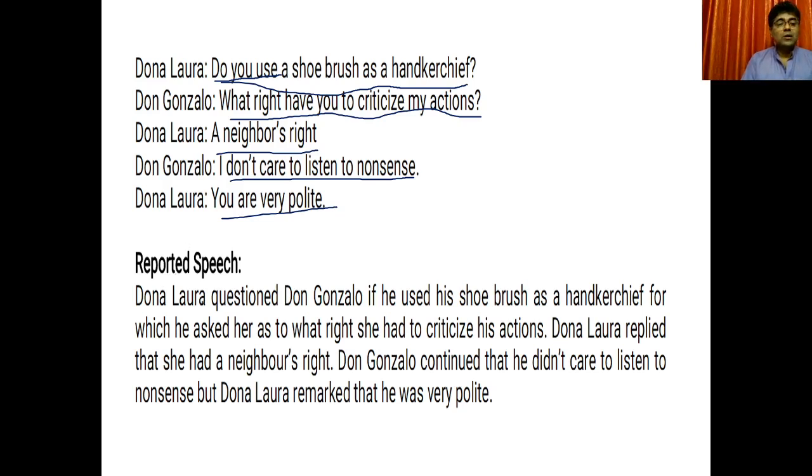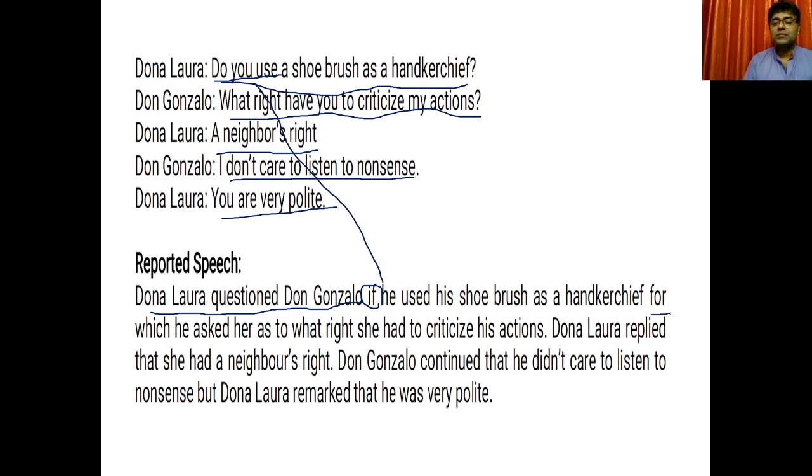You see, Donna Laura questioned. Because do you use? It could be, as I said, the umbrella term, or the best term, would be asked. It is safe for us. You can say questioned also. Donna Laura questioned whom? Don Gonzalo, because please remember, the reader has to get it very, very clear. Why is "if" used here? Because it is a WH question. Then "he", remember, because you, then use the past tense: used his shoe brush as a handkerchief.